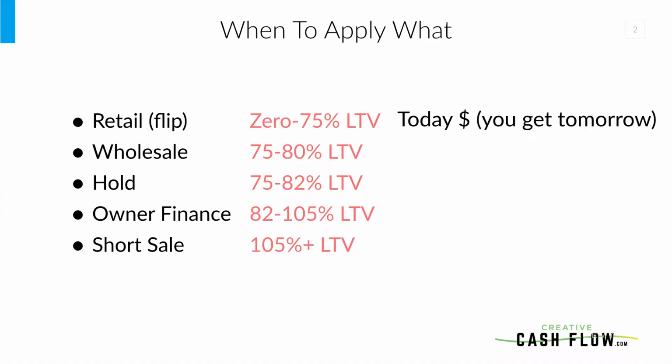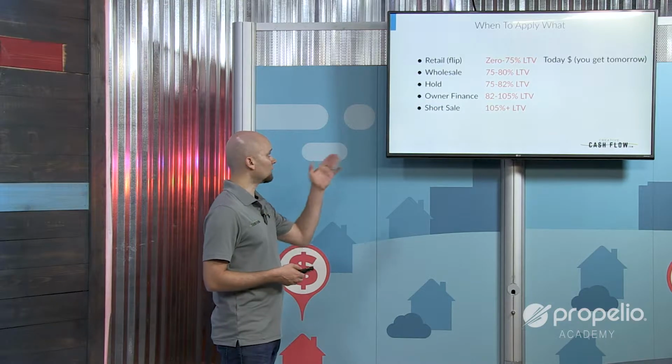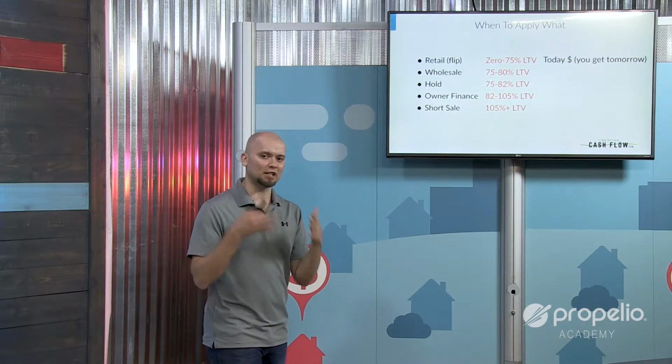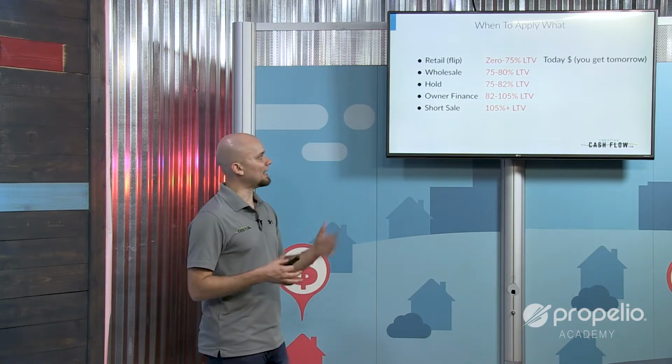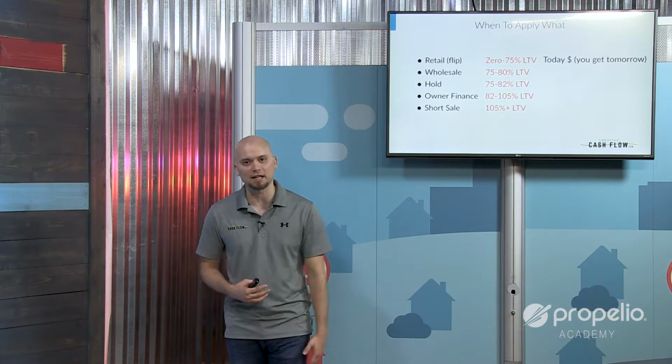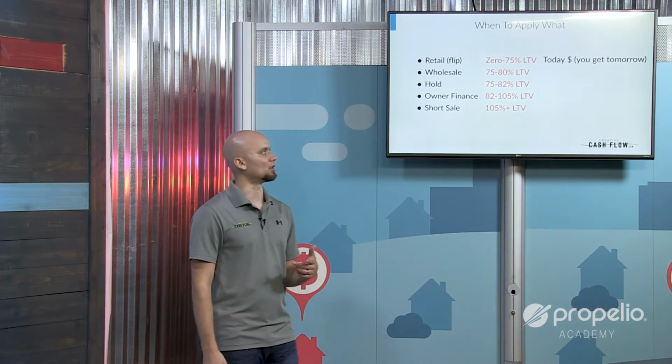I always talk about today money versus tomorrow money. The retail fix and flip, that's today money. That's a one-time shot. That's money you're getting right now. I say it's today money you're going to get tomorrow, though, right? Because it's today money, you're not getting long-term cash flow, but you're going to have to wait for it. You're going to have to wait for that rehab to get done. You're going to have to wait for that thing to go on the market, to get sold. You're not going to get that money till tomorrow.